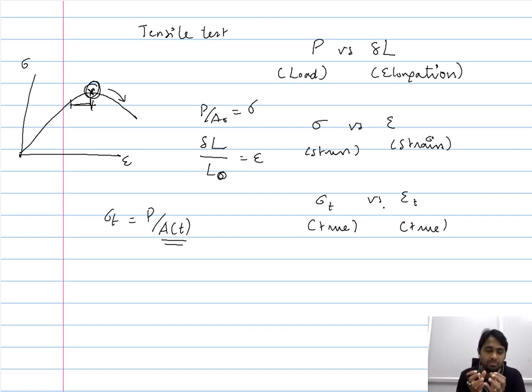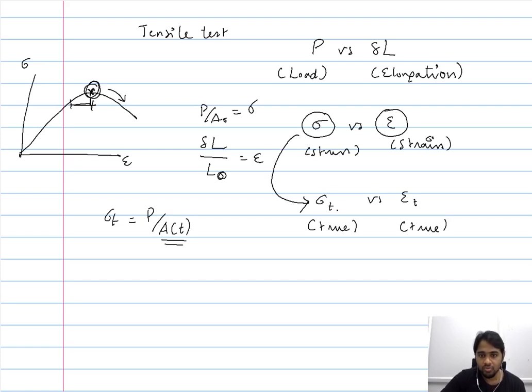Even though there is some ambiguity associated with it, people have stuck with engineering stress and engineering strain representation of the results that come from the tensile tests. The other reason is we have also seen that it is possible for us to translate the results that we get in terms of the engineering stress and engineering strain to that of true stress and true strain.